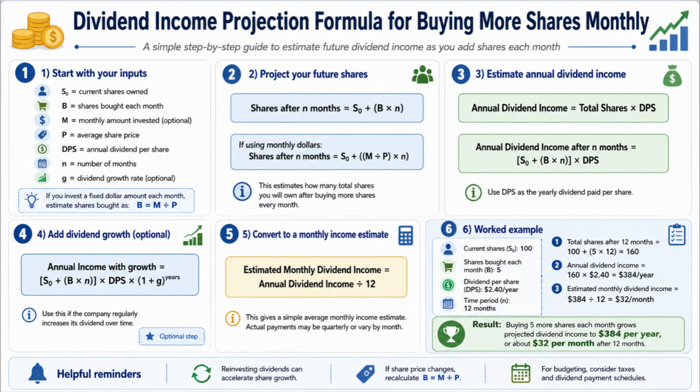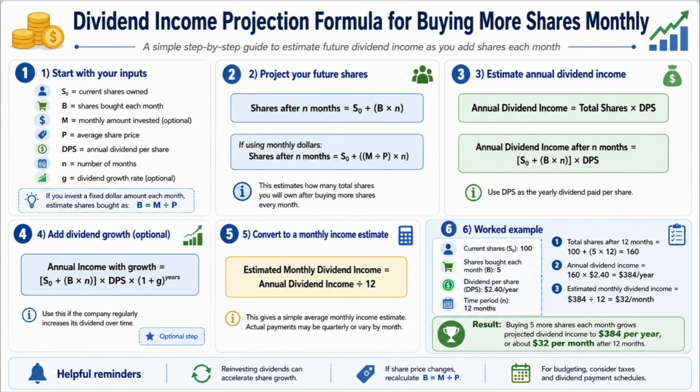Next, to make the number easier to understand for monthly budgeting, divide the annual dividend income by 12. This gives you an estimated monthly dividend income. However, remember that many companies pay dividends quarterly, so the actual payments may not arrive evenly every month.